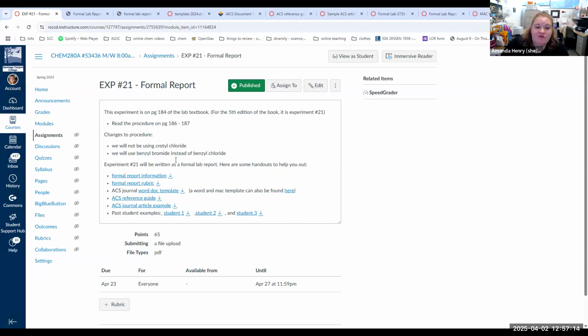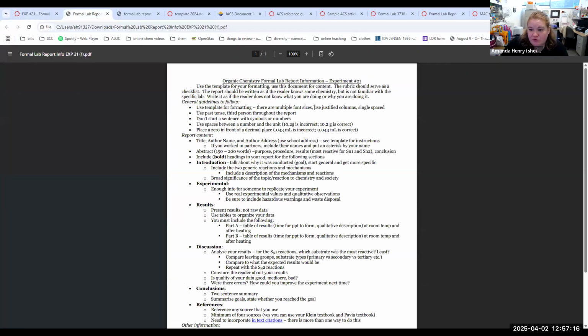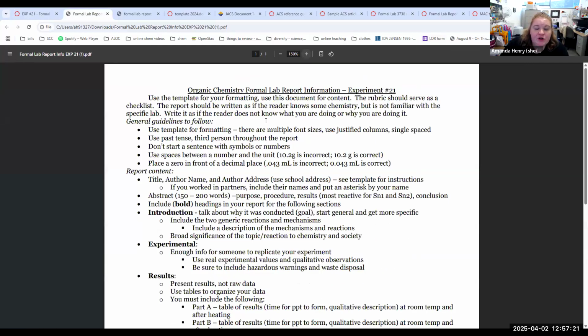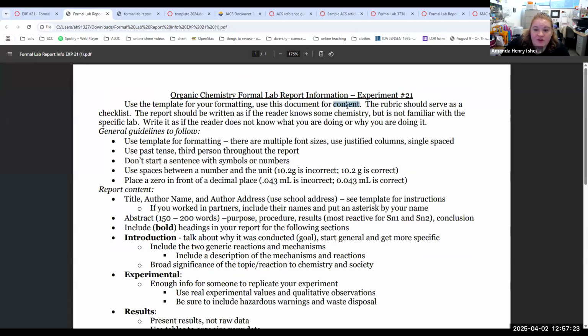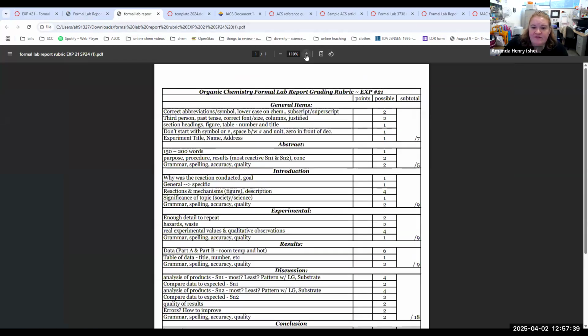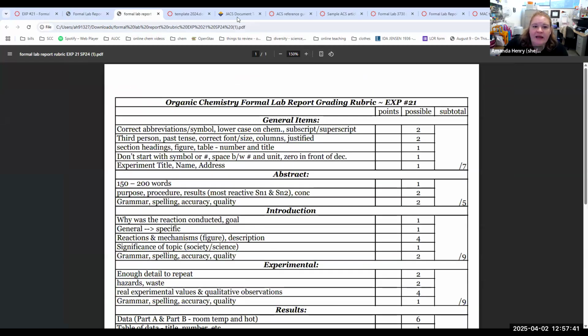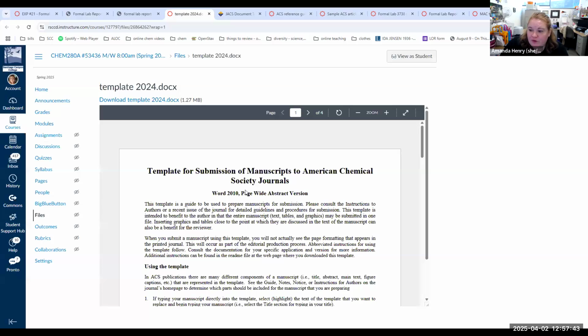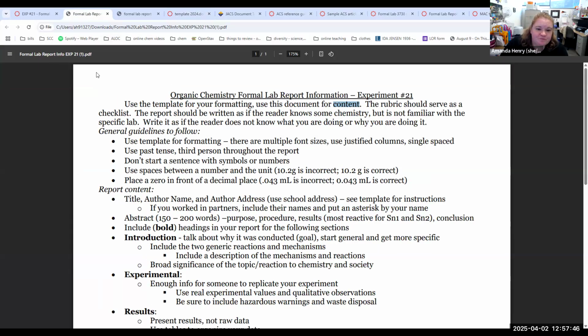This first one, this information page, is probably going to be the most useful. Let's zoom in a little here. At the top, it's telling you that you should be using this for content, and then the rubric should serve as your checklist, and then the template is for the formatting. So those are your 3 most important things. This is your content list. This rubric is going to be your checklist of everything combined. And then the template, which we will get to, is how to format it.